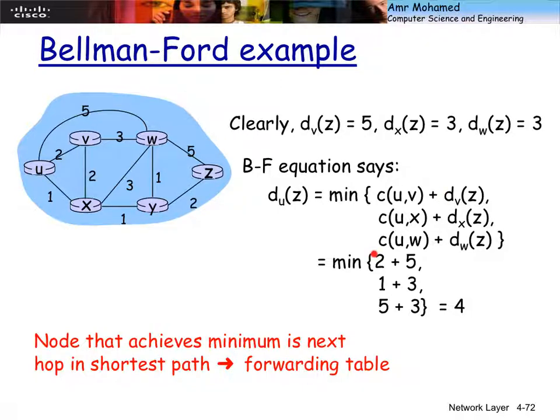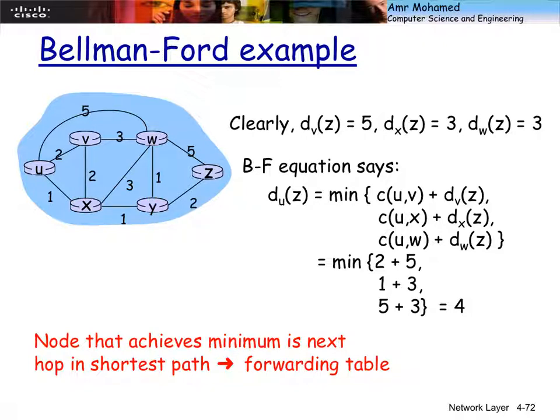Okay? So of course the minimum of these is 2 plus 5, 1 plus 3, 5 plus 3. So I get the calculations 7, 4, and 8. So the answer is 4, which means I need to go through X.